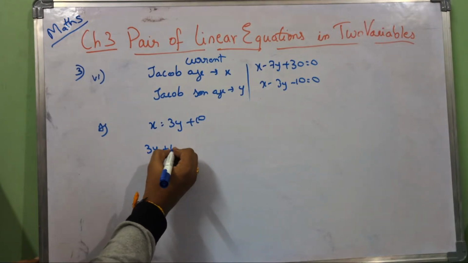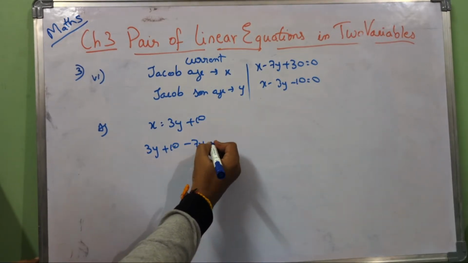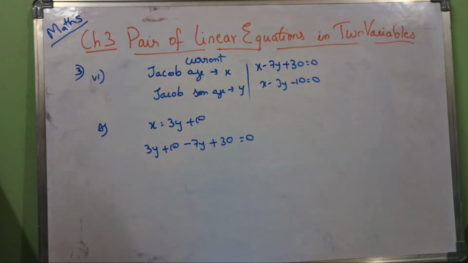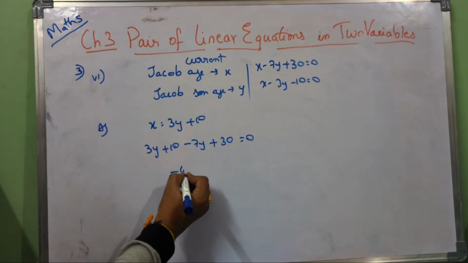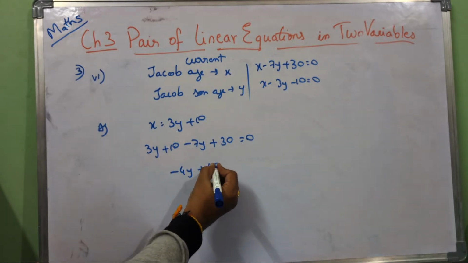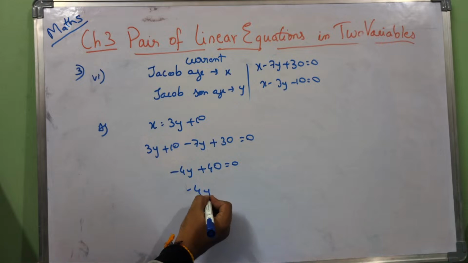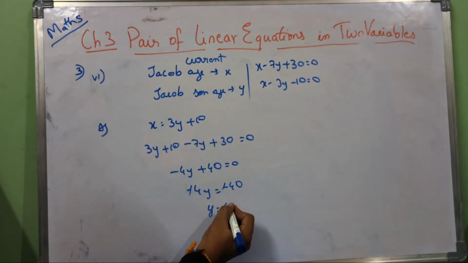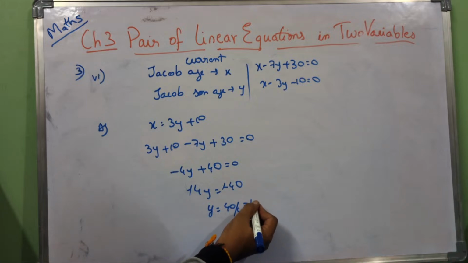3y plus 10 minus 7y plus 30 equal to 0. 3 minus 7 is minus 4y, plus 40 equal to 0. Minus 4y equal to minus 40. The minus signs cancel. 40 by 4. So y value is 10. That is Jacob's son's age.